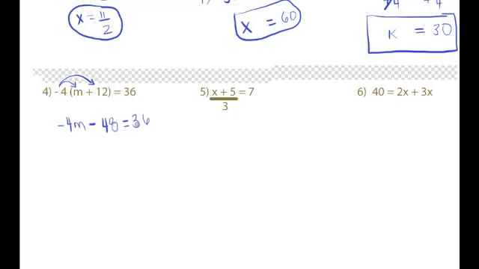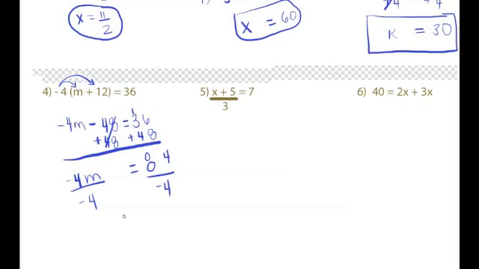Look for the one that does not have the letter attached to it. Okay, that's the negative 48, so I'm going to add 48 on both sides. Cancels. Negative 4m equals, what do we have here? 4, carry the 1, 84. And then we divide. And so m equals negative 21.